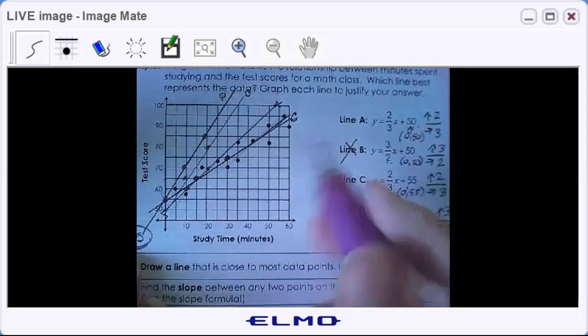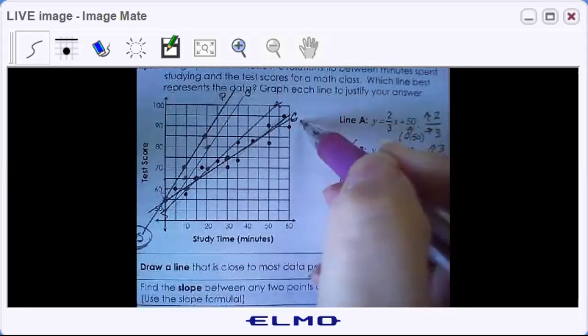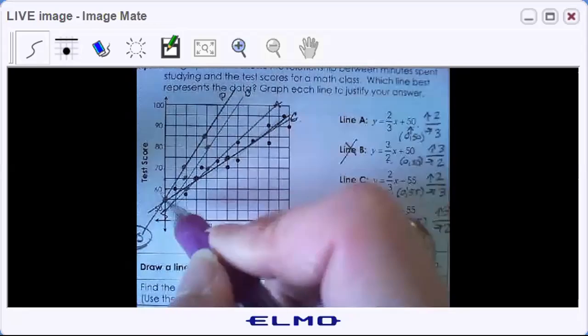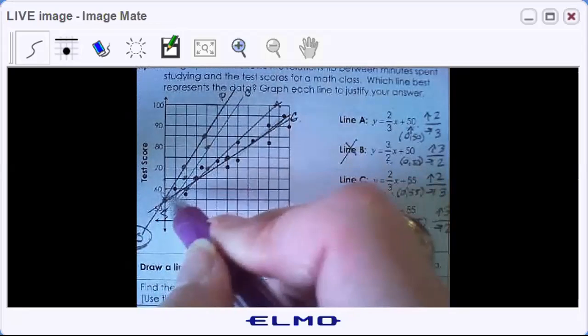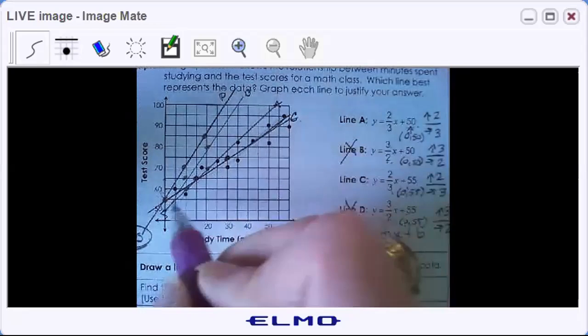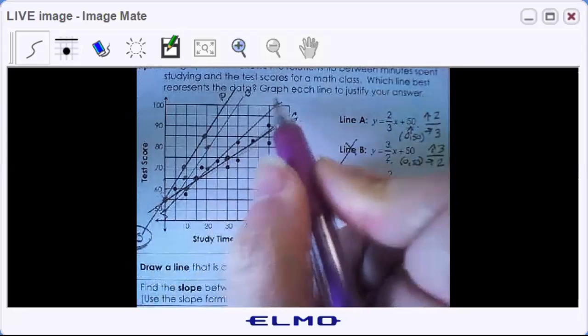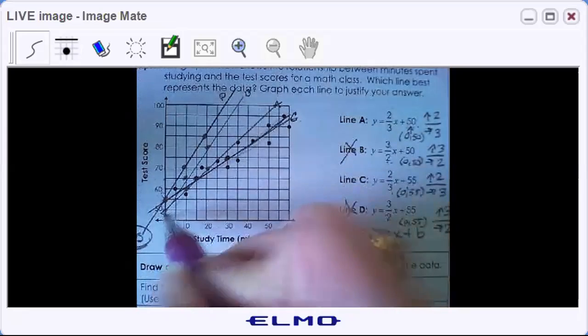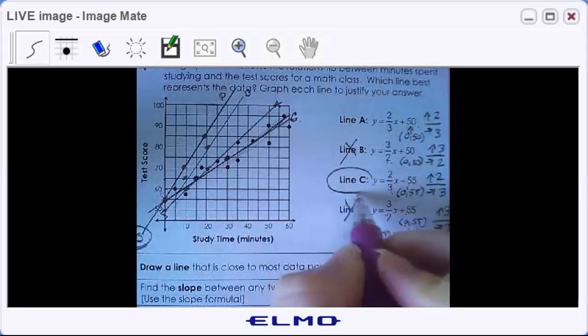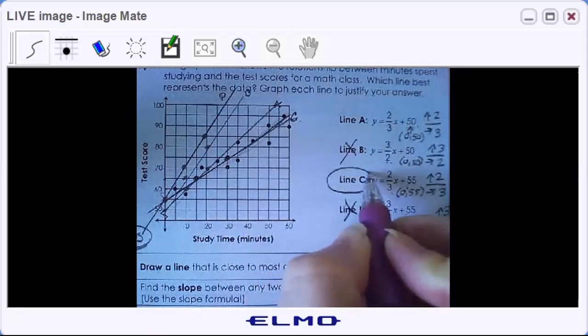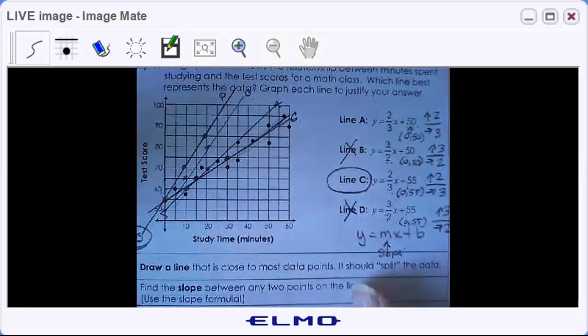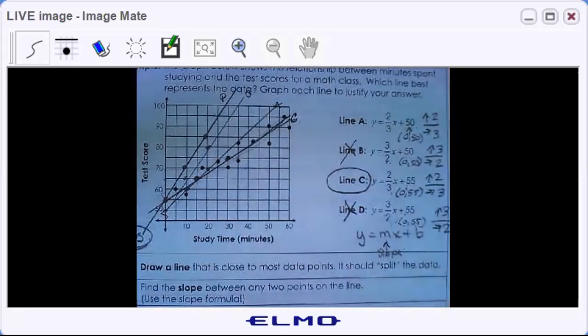So now I have to decide between line A and line C. Well, if I look at it, which one gets closer to more points? Line C or line A? The answer here is line C. Okay. Now, that's nice if we've got a multiple choice question and we're kind of looking for it.